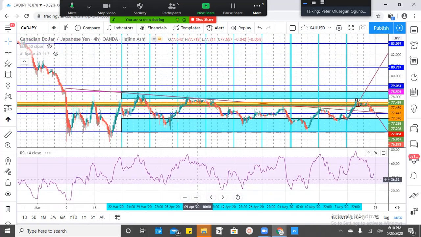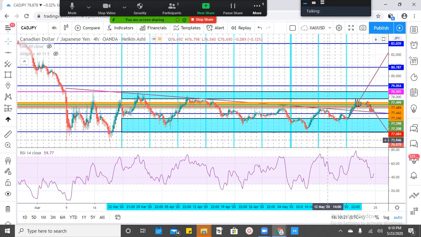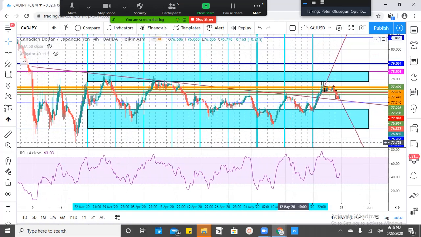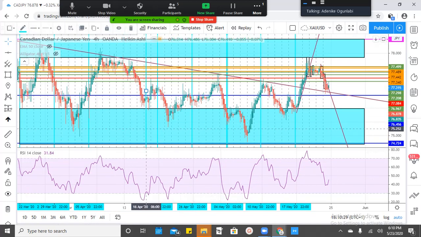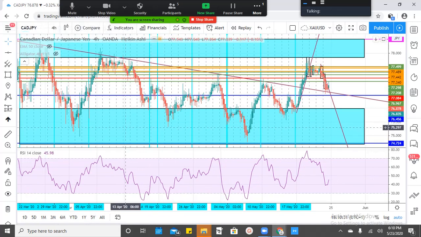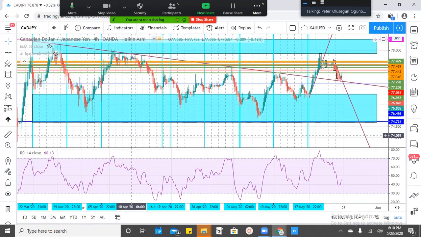So when you zoom like this, this is where we have a consolidation zone. The price actually has been making a downward movement, so I should think that price should move further down.